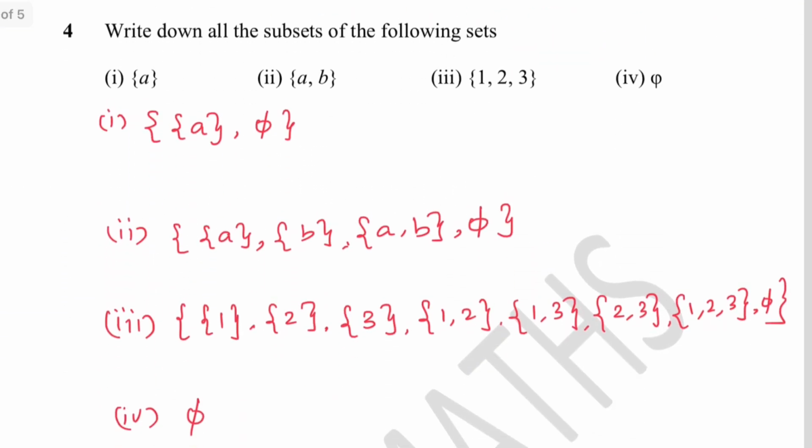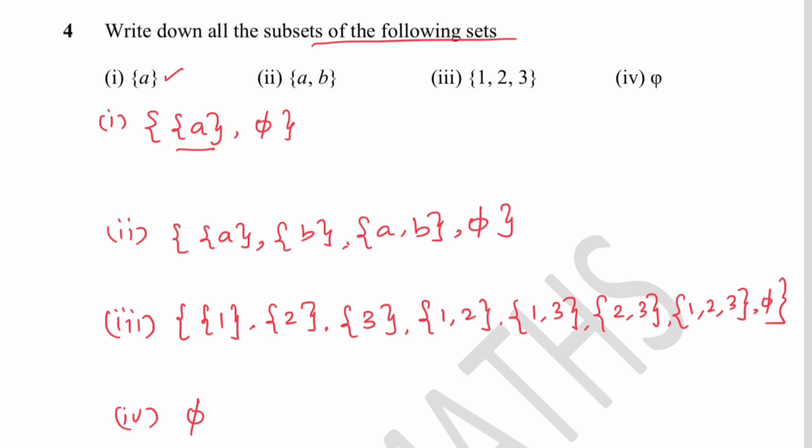And question number 4. Write down all the subsets of the following sets. So singleton set A is given. Singleton set means a set containing only one element. Now you write the subsets: the set itself, because already we have seen the basic definitions. Any set itself is a subset of itself. So singleton set A, and the empty set is also another subset of any set. Therefore, the subsets are singleton set A and the empty set.